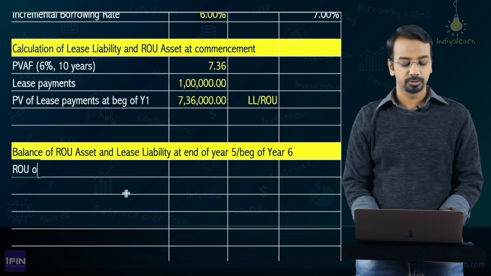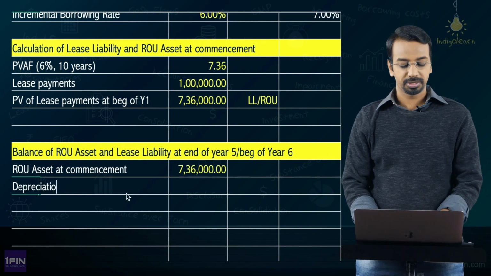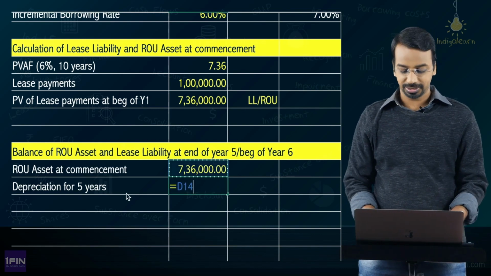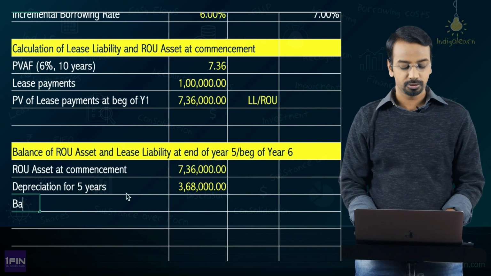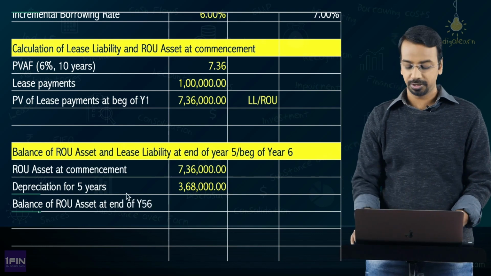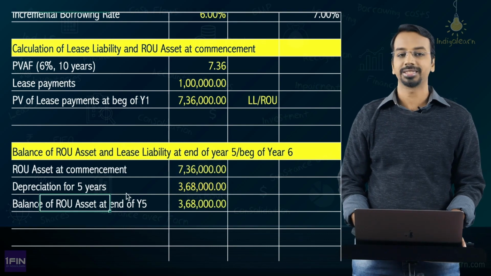So, right of use asset at commencement is how much? Is 7,36,000. Okay. Depreciation for 5 years. How much will be the depreciation for 5 years? 7,36,000 divided by 10 multiplied by 5. You get 3,68,000. So, balance of ROU asset at end of year 5 or beginning of year 6 comes to 736 minus 368, which is 3,68,000.